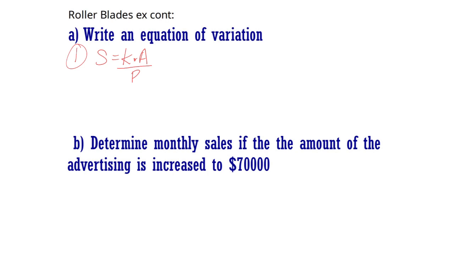They said they have sales of 12,000, advertising of 60,000, and they're charging $80 for the skates. Okay, so to solve for k, I'm going to take both sides times 80 to get rid of the fraction, and then I'm going to come back and divide by 60,000. If I do that, I end up with k coming out nice. This is convenient, it's 16.